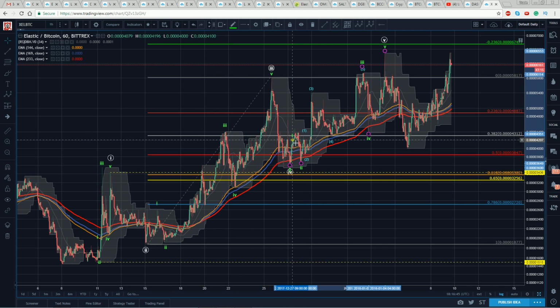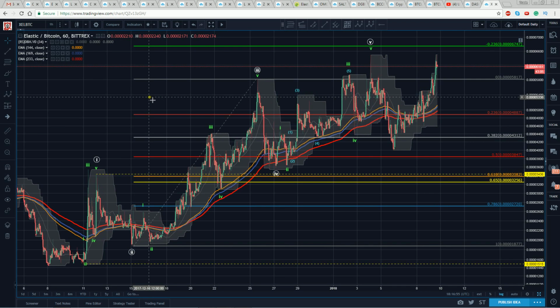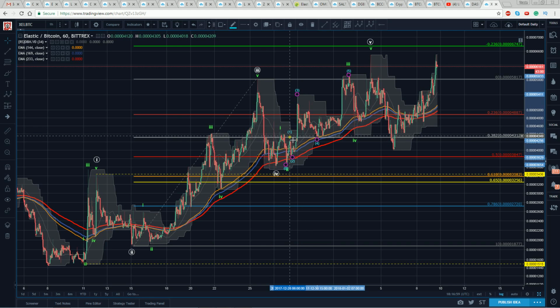Is this my 1? Here's my 1. Here's my 4 relative to that 1. We get slight overlap here in the fifth, so we can have an ending diagonal. We don't. Where we want the impulsive wave is here.